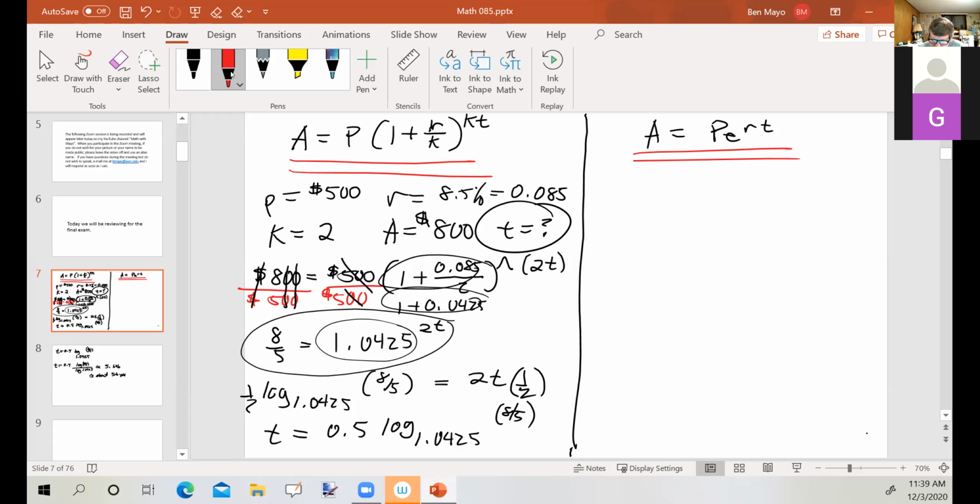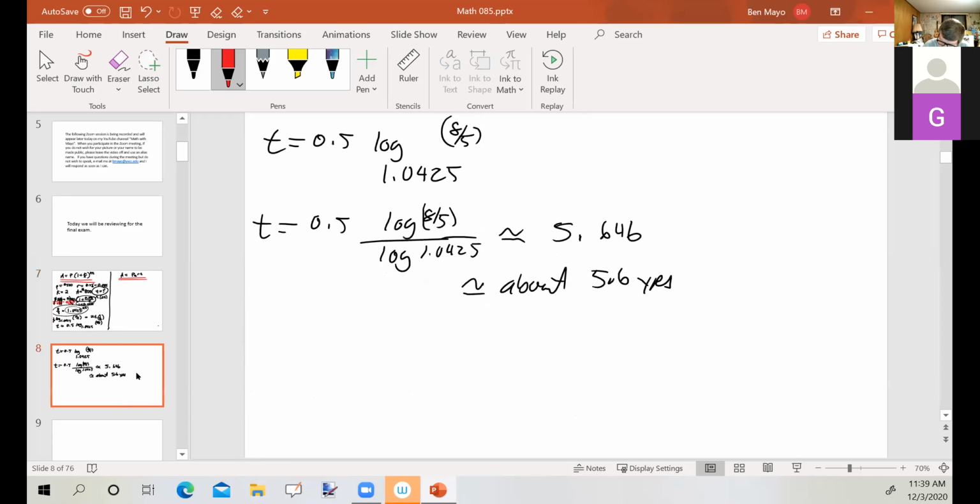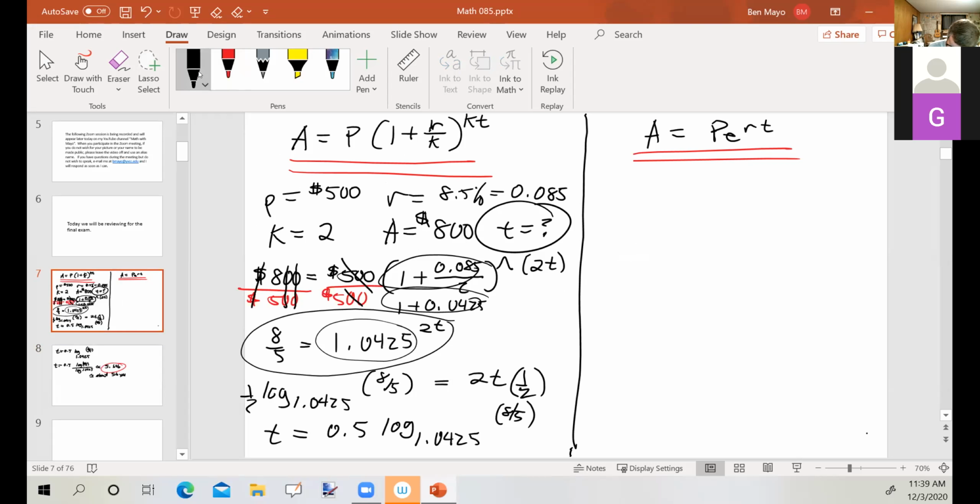It should be less than that. So let's see what happens. $800 equals $500 e raised to the 0.085 t.